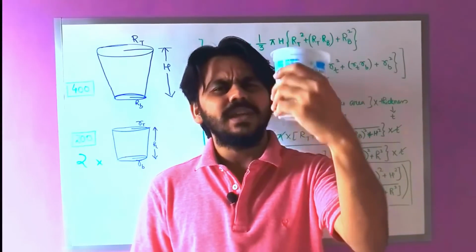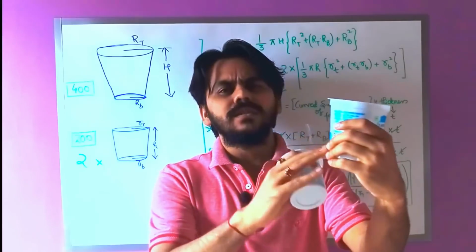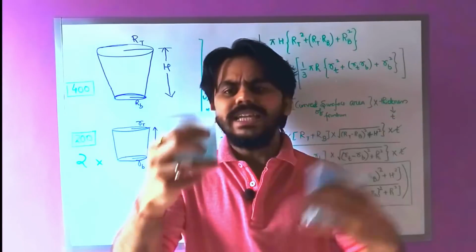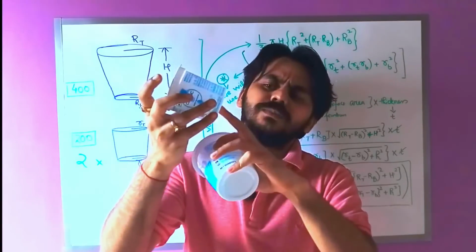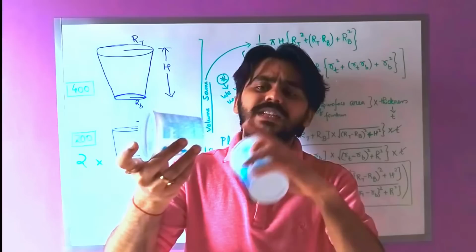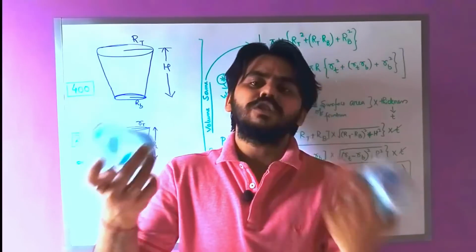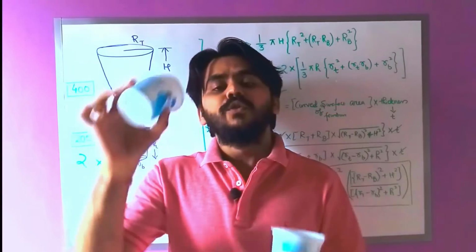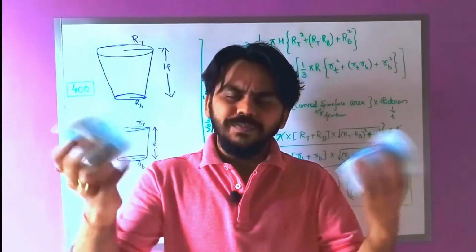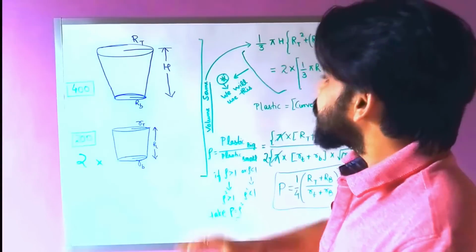First, let's fix the dimensions of this and calculate the surface area for this, okay? And then we change the radius of the bottom and top, and if you change the radius of the bottom and top, the height will automatically change because the volume of curd must be the same. So let me just give you a bit of an idea.